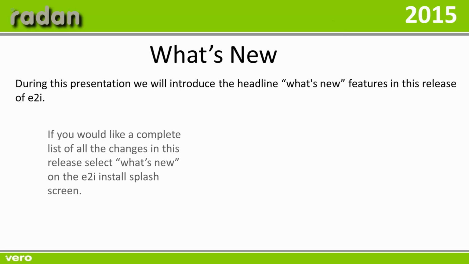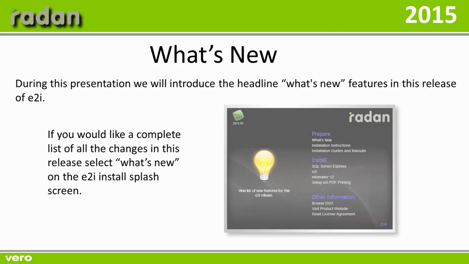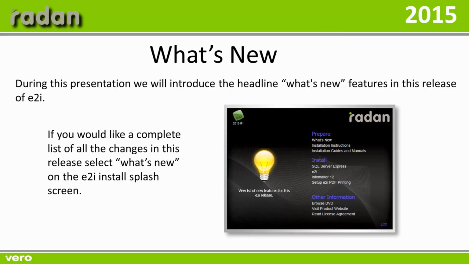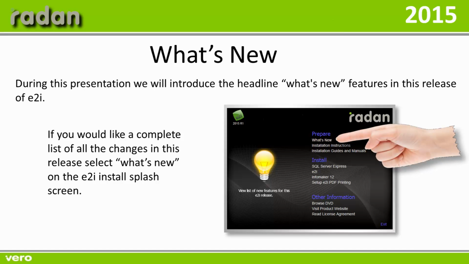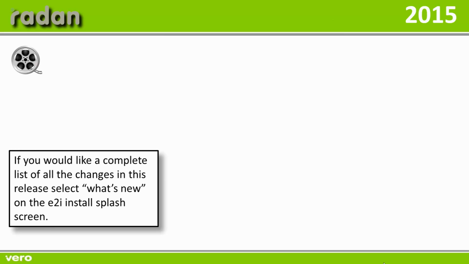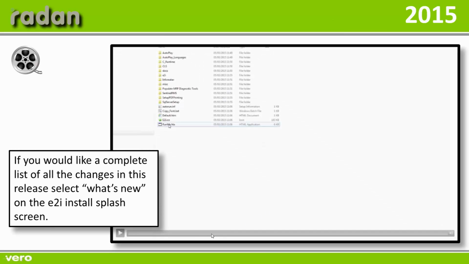Now during this presentation we'll introduce the headline items, but if you'd like to see a complete list of what's new in this release, then you can do so by simply going to the What's New option on your splash screen. Now if your software is already installed you don't have to reinstall it.